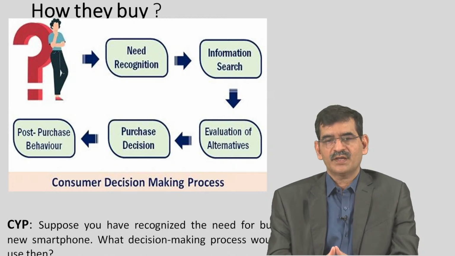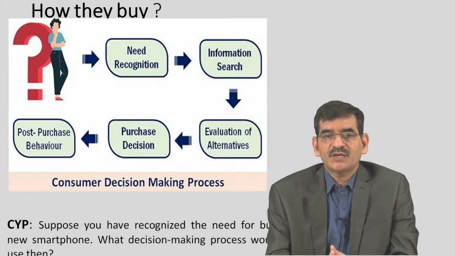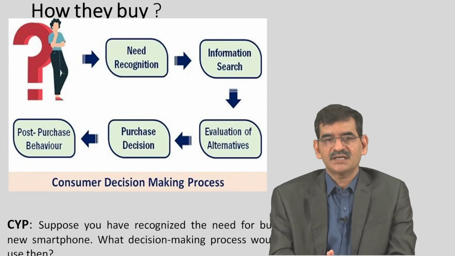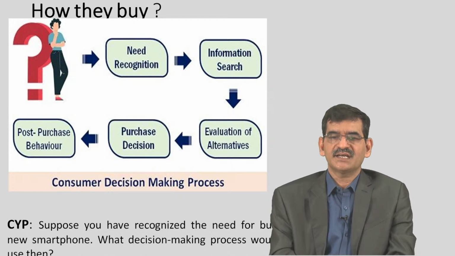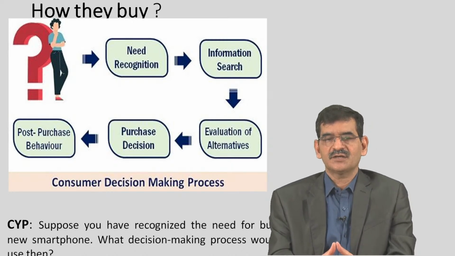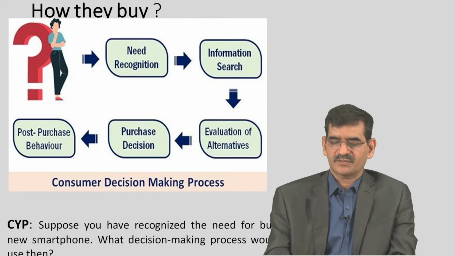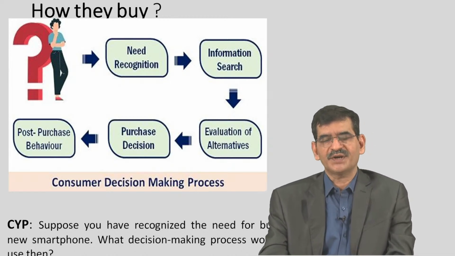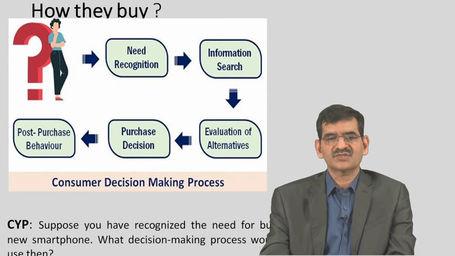And here also you can take an activity, and you can check your progress. The situation is that, suppose you have recognized the need for buying a new smartphone. Okay, so I have shared one process of making decisions, but in the same way you can also make decisions. What decision making process would you use then? You can share that in the chat box, and you can attempt this activity for better understanding of this decision making process.